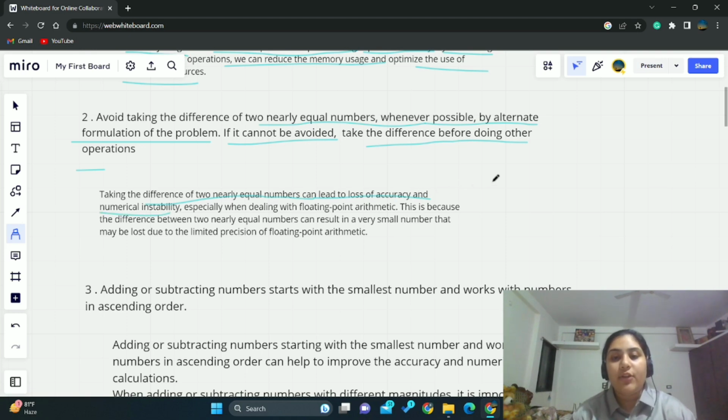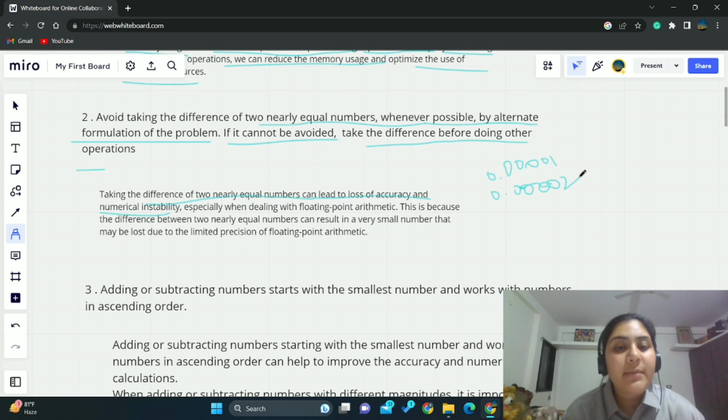For example, if you are taking the difference of these two numbers, and the result is 0.000002, then it will not be that accurate, and this will lead to loss of accuracy and numerical instability, especially when dealing with floating point arithmetic.